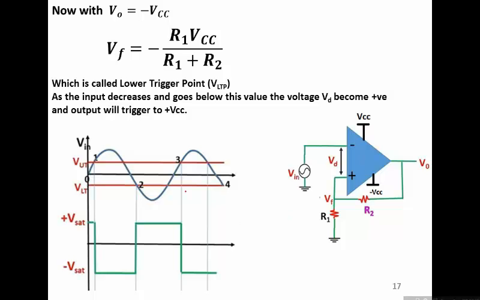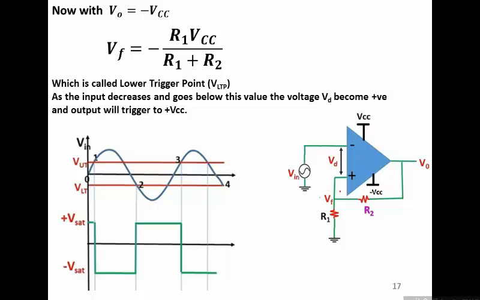You can see that now if the input is again reduced and crosses this level, which was UTP, which was some higher level, at this point as the input crosses this level, the output would not change. Keep in mind that when the input was increased and crossed this level, the output was toggled, but when the input is again reduced and crosses this level, the output would not be toggled.